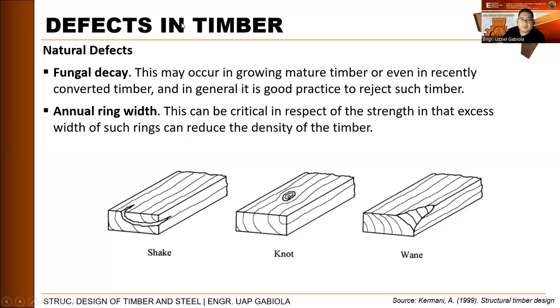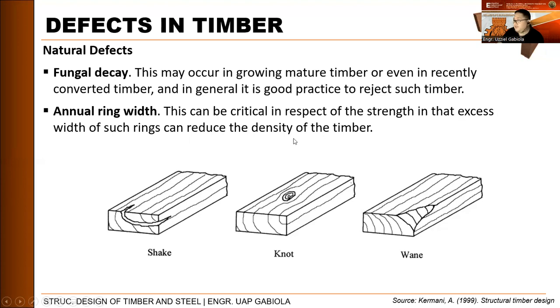Okay? Next, we have annular ring width. So this can be critical in respect to the strength in that excess width of such rings can reduce the density of the timber. So kapag very wide yung width ng rings natin, it means na yung density natin is lesser. And when density is lesser, definitely yung strength ng mismong timber natin is lesser.